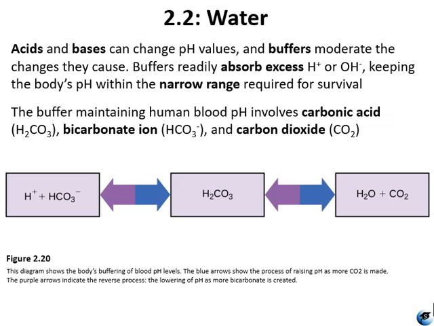When we talk about acids and bases, you also want to speak of buffers. Buffers can change the pH of a solution by absorbing excess hydrogen ions, which would make it more alkaline, or by absorbing excess hydroxyl ions, which would make it more acidic. So buffers aid in homeostasis and keeping the body's pH within the narrow range required for survival. For example, the buffer maintaining the pH of human blood is carbonic acid. Carbonic acid can react to form bicarbonate ions, which decreases pH and increases acidity. It can also react to form carbon dioxide in water, which will increase the pH and alkalinity of blood.